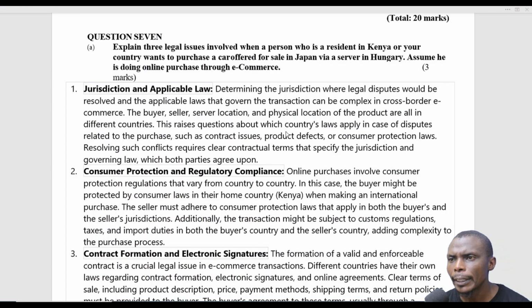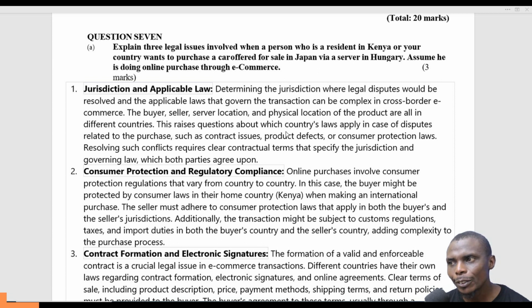So this one is saying, explain 3 legal issues involved when a person who is a resident in Kenya or your country wants to purchase a car offered for sale in Japan via a server in Hungary. Assume he's doing an online purchase through e-commerce. So the first legal issue that would arise is jurisdiction and applicable law.